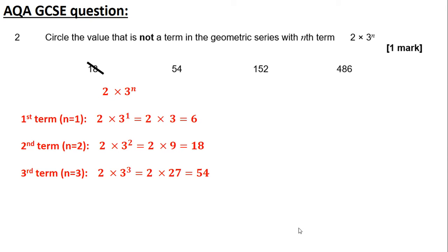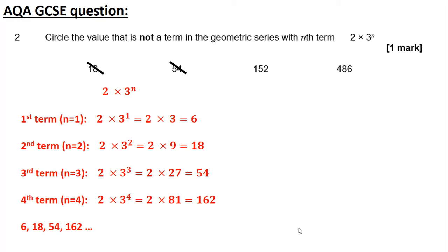Again, we've now shown that it definitely is in the sequence, so it's not going to be one of the answers that we need. Let's find one more term of the sequence so we can get a sense of how it's doing. 2 times 81 is 162. So if we now write that out as a sequence, we've got 6, 18, 54, 162, and as we progress onwards, we would be timesing by 3, so the sequence would be getting bigger and bigger and bigger.